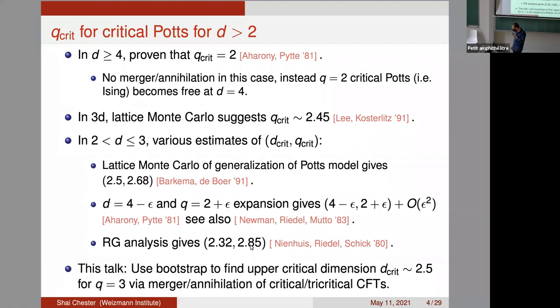So in particular, in this talk, we're going to use the conformal bootstrap to find the upper critical dimension, which we're going to argue is around 2.5 for Q equals 3. And we're going to show that it happens very explicitly from the merger and annihilation of the critical and tricritical conformal field theories. So that's the goal.